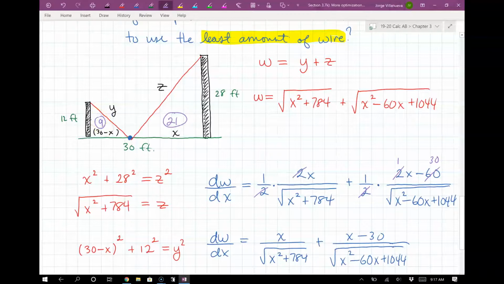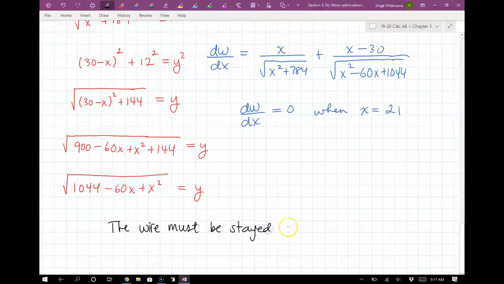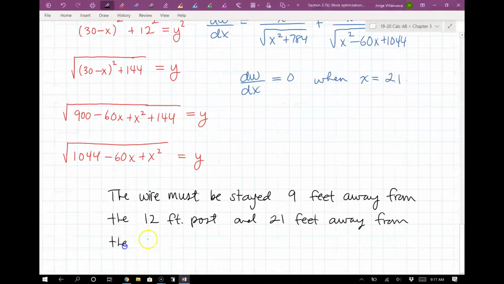So let me write a sentence about this. The wire must stay 9 feet away from the 12-foot post and 21 feet away from the 28-foot post. And that's your solution.